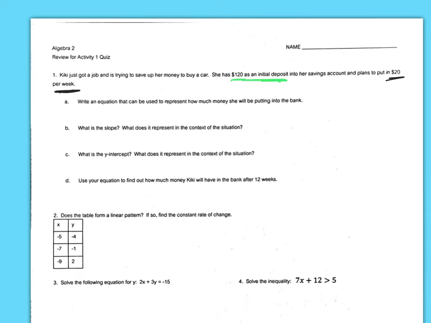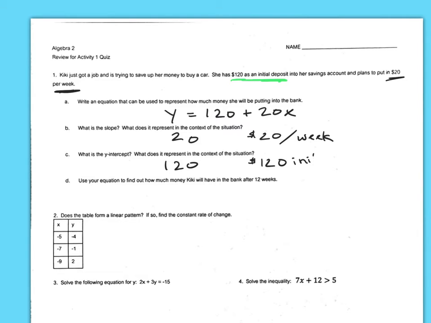So write the equation. Our equation would be y equals, well, she started with 120, and she's going to add to it, right? It's getting bigger. She's putting in $20 per week. So there's your slope. The slope is 20, and it represents $20 per week. The y-intercept is the number without the letter, 120, and it represents $120, and I would, like I said, use the words up there, initial deposit.